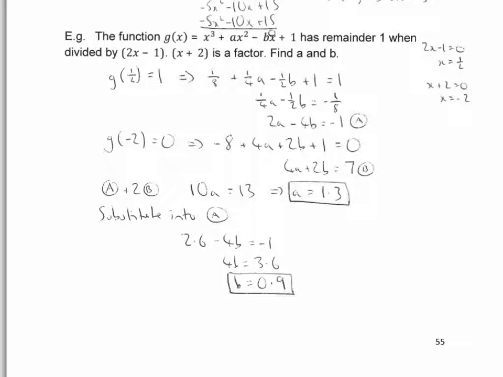You get 0. So plug minus 2 into this, you get this thing equal to 0, rearranging it again to get a and b on one side, the number on the other, and then this should just immediately leap off the page as being simultaneous equations in two unknowns. On autopilot almost you solve, and you get a is 1.3 and b is 0.9.